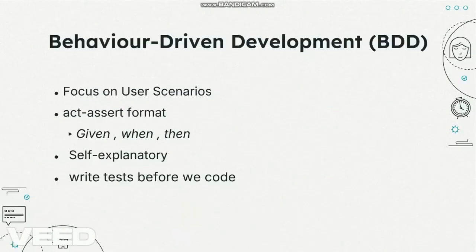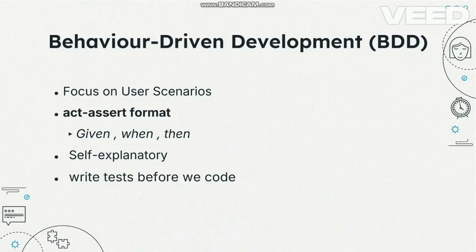Now let's discuss BDD. Behavior Driven Development is a testing approach focused on user scenarios. Instead of testing each piece of code in detail, we look at the big picture of what a user would actually experience. BDD uses a format called arrange, act, assert, which breaks down each test into three parts: given, when, then. This format is easy to understand and helps create tests that are readable and self-explanatory.